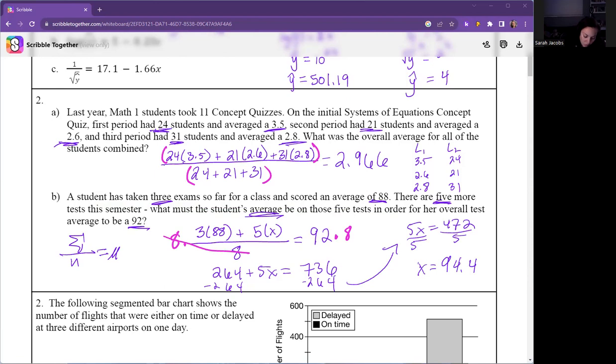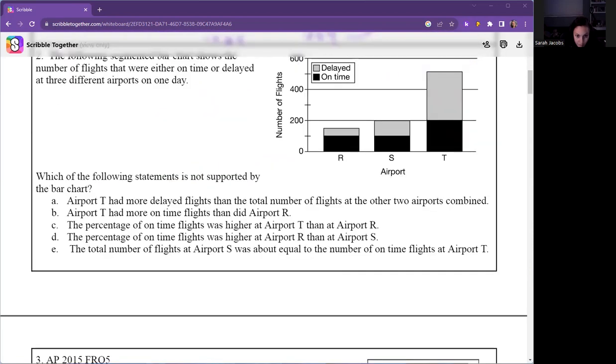So again, when you're finding an average, just always think about sum over number. Very frequently, you got to be changing something in that sum.